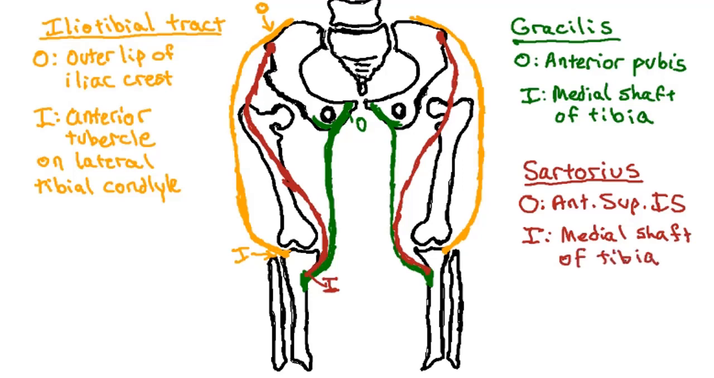So if you keep in mind these three major tracts, the iliotibial tract on the outside, the gracilis that runs down alongside on the inside of the femur, on the inside of the thigh, and then the sartorius that diagonally crosses from the outside to the inside, then we can use these three features as reference points to know where all the rest of the thigh muscles are at.